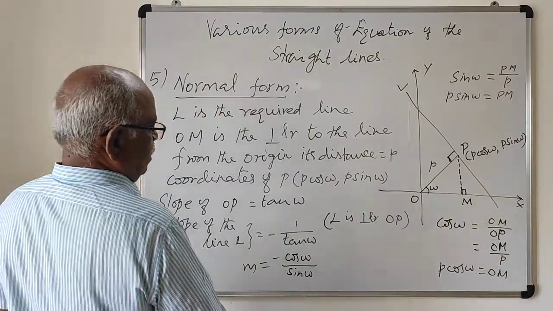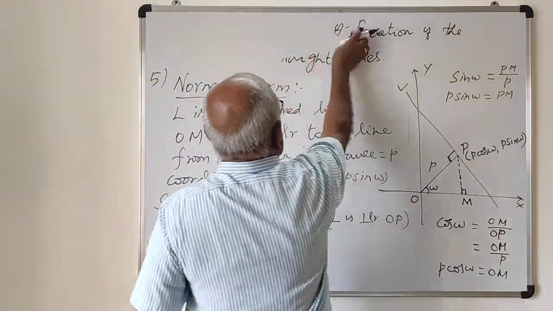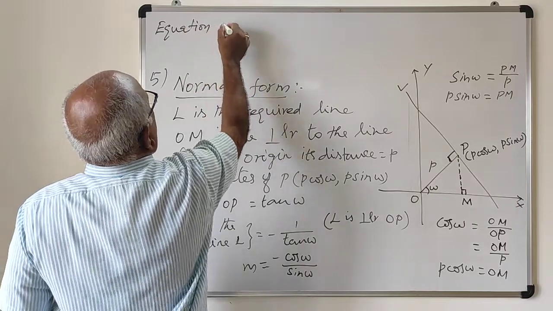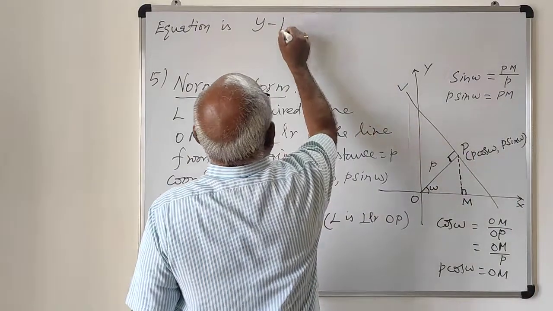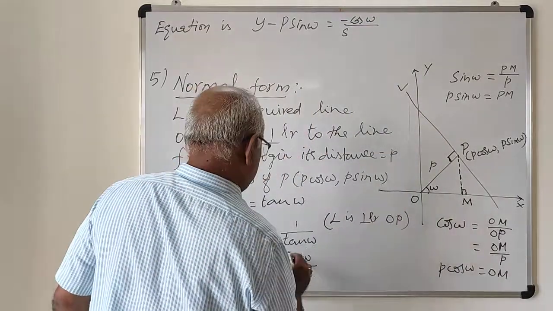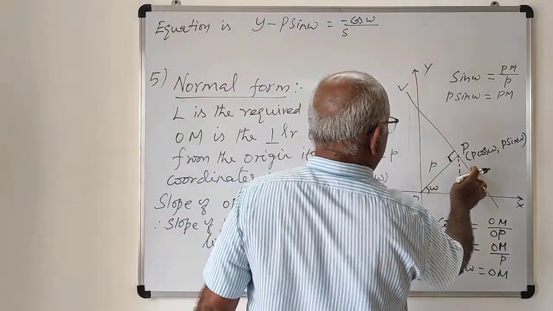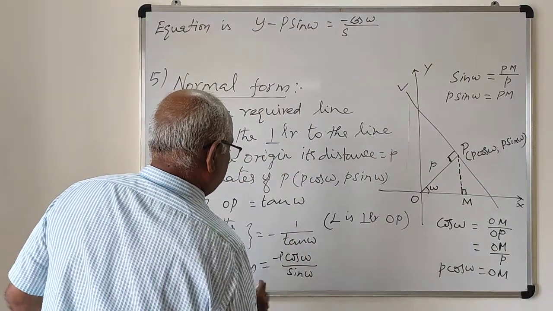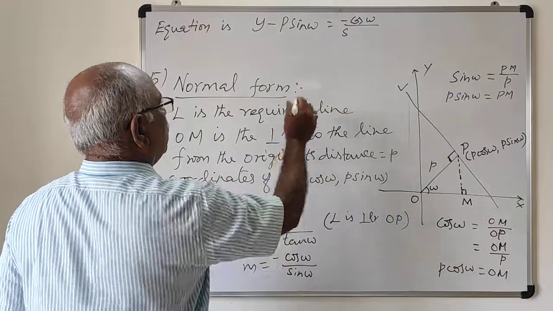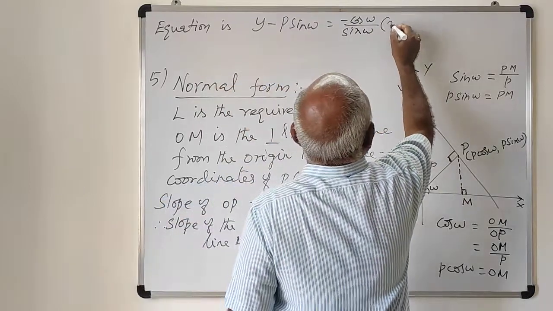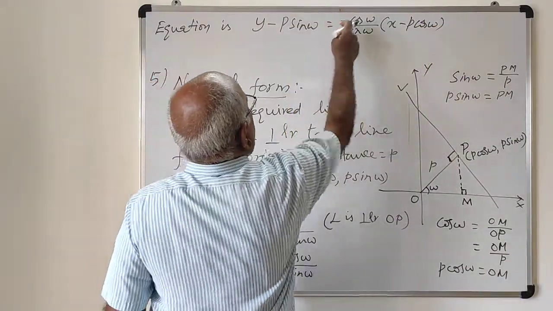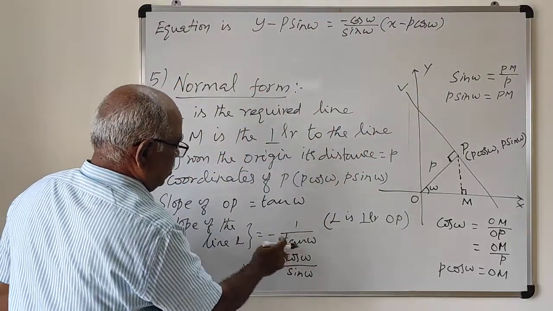Therefore, the equation of the line in the point-slope form is y minus y1 equal to m into x minus x1, where y1 is p sin omega, x1 is p cos omega, and m is minus cos omega by sin omega.